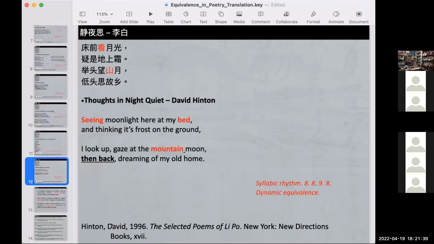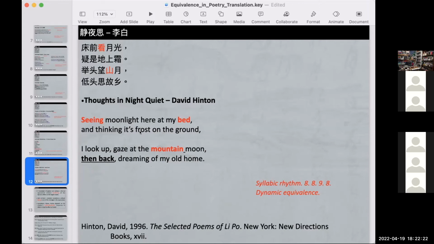Another one by David Hinton in 96, again using the second version: seeing moonlight here at my bed and thinking it's frost on the ground, I look up, gaze at the mountain moon, then back dreaming of my old home. Again, there is no end rhyme. And we can see that there is not much rhythm within the lines, except maybe "mountain moon", alliteration. There is not much to say about the rhythm of the poem.